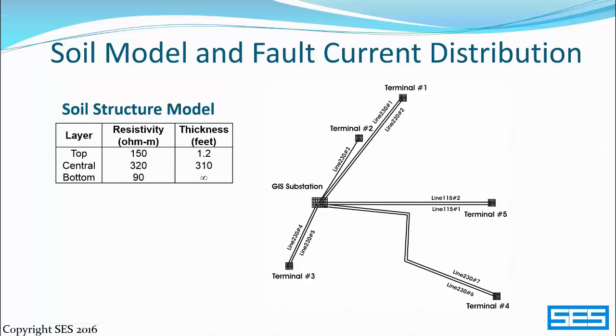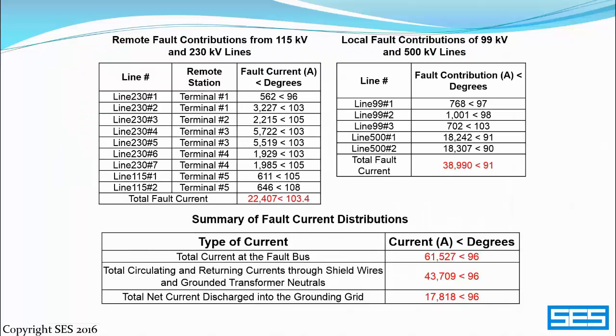The next step is to perform the fault current split calculation. The numbers are quite staggering, but it's important to properly parse what's going on. First, a total of about 61.5 kiloamps are injected into the grid, though 43.7 kiloamps are actually circulating or returning currents. In the end, only 17.8 kiloamps will be discharged into the soil by the grid, though we expect the 43.7 kiloamps to have their say.